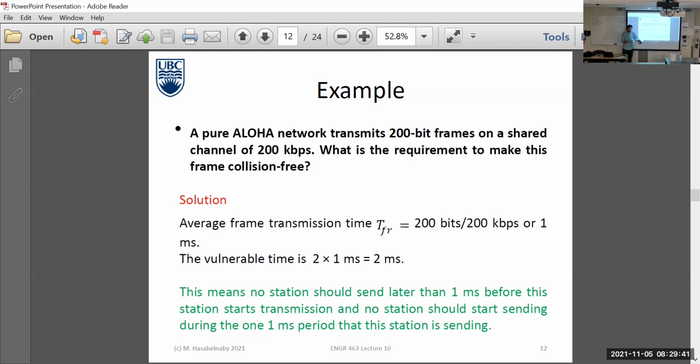This is the meaning. I don't want any station to send later than 1 millisecond, which is the TF, the frame transmission time, before my start of transmission, and also I don't want anyone to share the channel at the same time I transmit, during my period of transmission. So in order to ensure that we have collision-free frames, we must have no transmissions during 2 multiplied by TF, double the frame transmission time. Is this clear to you? Okay.